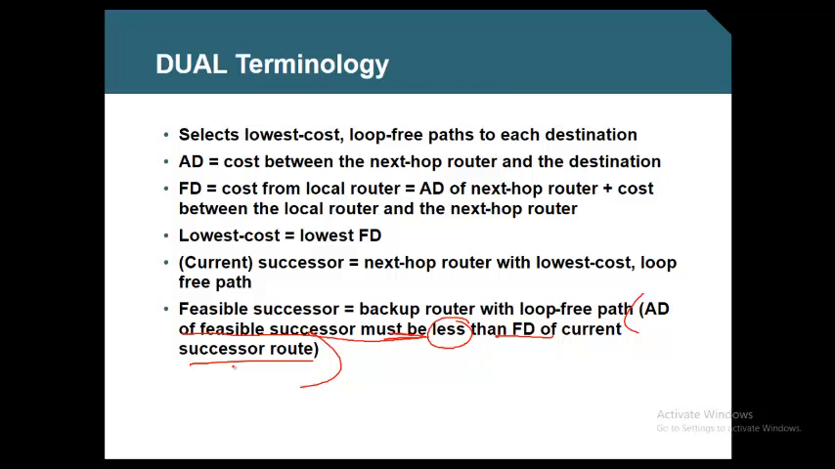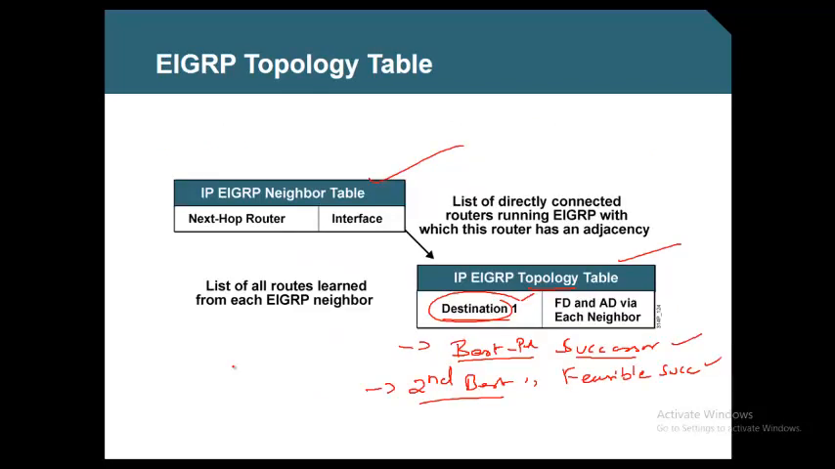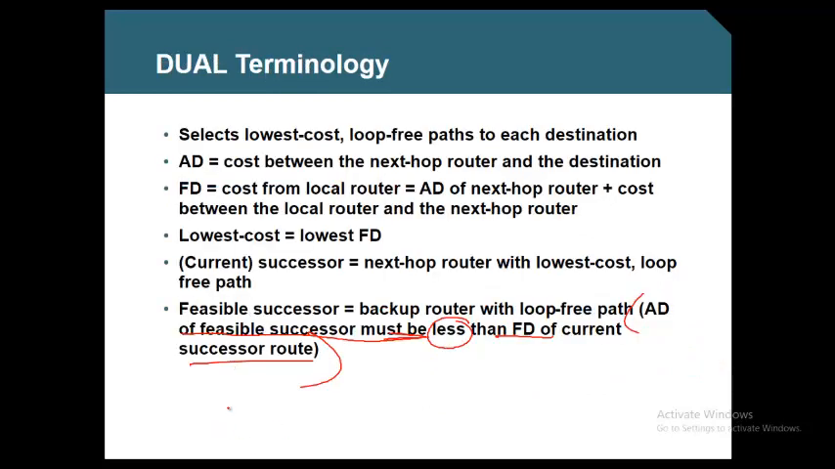So what I'm trying to say is EIGRP's DUAL algorithm has the ability to pick the successor route and also the feasible successor route by checking some conditions. Why does it need to check a condition? Because the backup path should not cause a loop. It needs to be loop free. That is why you need to have this condition.